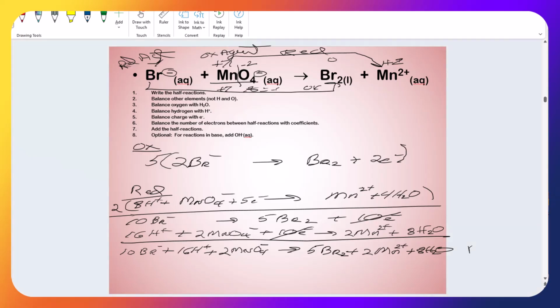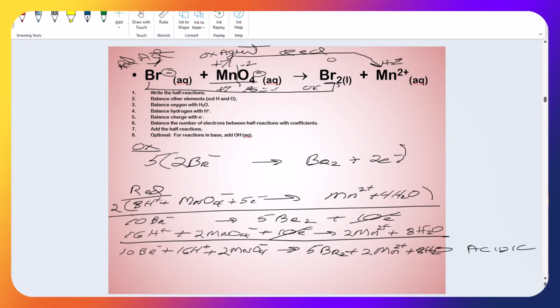So this is balanced in acidic conditions. To balance this in basic conditions, all I have to do is add an equal number of hydroxide ions to the number of hydrogen ions.